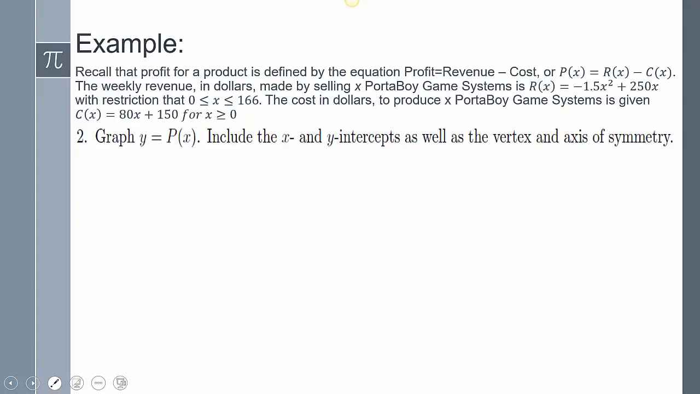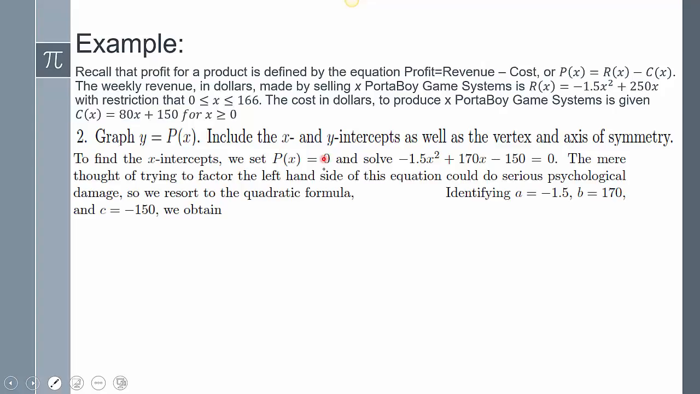Number 2, it says graph y equals P of x. We need to include x and y intercepts, the vertex, and the axis of symmetry. So let's find those x and y intercepts first, because that's going to make it much easier to graph once we do that. For my x intercepts, we have to set our function equal to 0. When we do that, I get negative 1.5x squared plus 170x minus 150 equals 0. When we're solving a quadratic equation, we said there were 4 ways to solve it, and mainly pay attention if you're able to factor it. If not, use the quadratic formula. Because of this 1.5, I can't factor it, but I can use the quadratic formula.